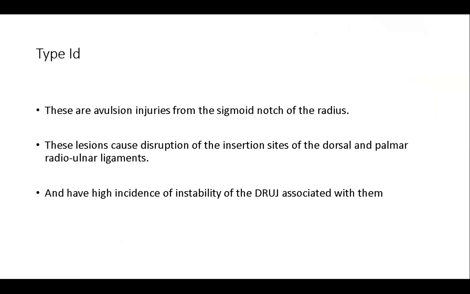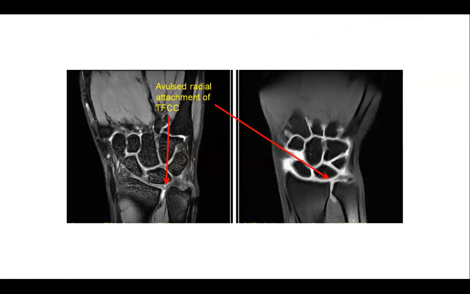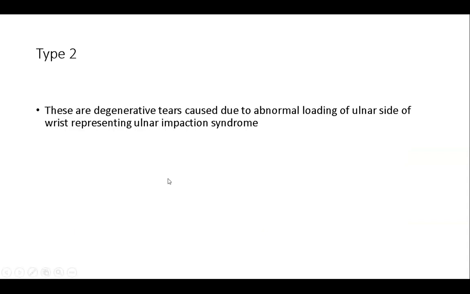1D, these are avulsion injuries from the sigmoid notch of the radius, and cause disruption of the insertion of the dorsal and palmar radioulnar ligaments. Because of the nature of the injury, the DRUJ is also associated with this 1D. So this is the radial sided avulsion, and this is classified as 1D according to Palmer. Type 2 are the degenerative tears due to abnormal loading of the ulnar side of the wrist, representing ulnar impaction syndrome. Ulnar impaction syndrome is indirectly referring to positive ulnar variance.